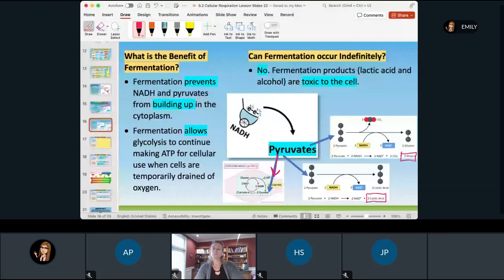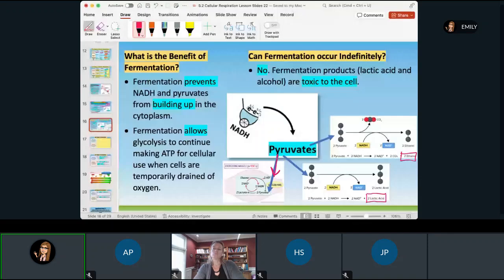No. Fermentation products like lactic acid and alcohol are actually toxic to your cells. So that's why you feel the burn. Okay. So it's fine for a little while. It's fine while you're working out or while you're having physical exertion, but it can't happen all the time. Okay. It doesn't work indefinitely. It will start to kill your cells.